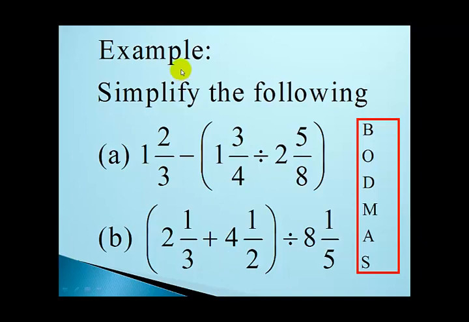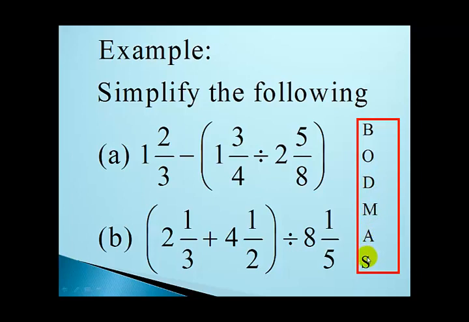Now, example. Simplify the following. A, 1 whole number 2 over 3 minus, we have 1 whole number 3 over 4 divided by 2 whole number 5 over 8. B, 2 whole number 1 over 3 plus 4 whole number 1 over 2 in bracket, all divided by 8 whole number 1 over 5. So we are going to use the principle of BODMAS. Bracket first, off, division, multiplication, addition, and subtraction. That means that with the example in A, first we have to solve the bracket. There is no off. So after the bracket, we jump to division before multiplication, addition, and subtraction.